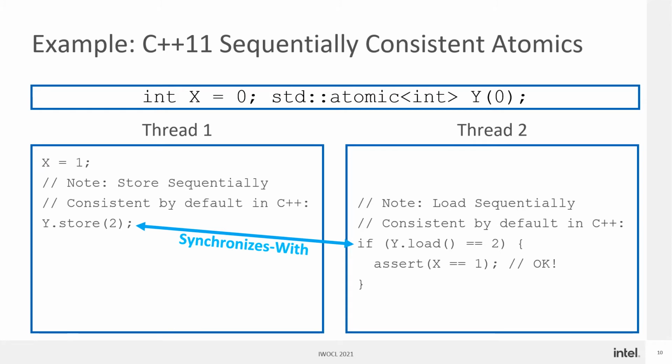The first thing is that the store to y and the load from y are going to synchronize with each other. They have a synchronize with relation. Furthermore, we have two sequenced before relations. The store to x is sequenced before the store to y, and the load from y is sequenced before the load from x. Now, if we take both of these together, we can say that there is a happens before relation that's going to guarantee that the store to x happened before the load from x, so we can safely assert that the value of x is equal to 1.